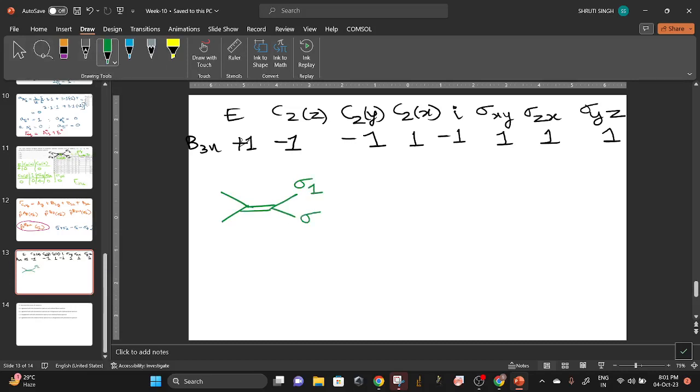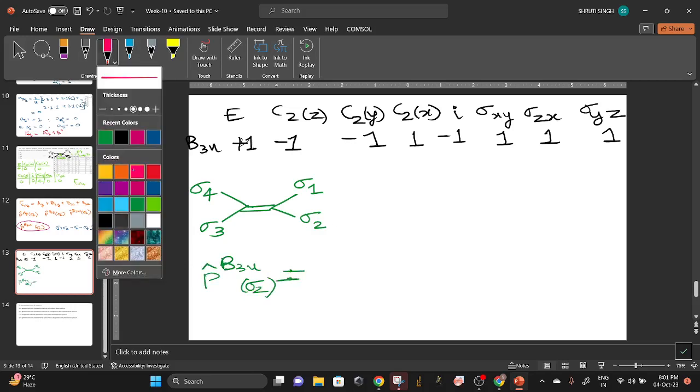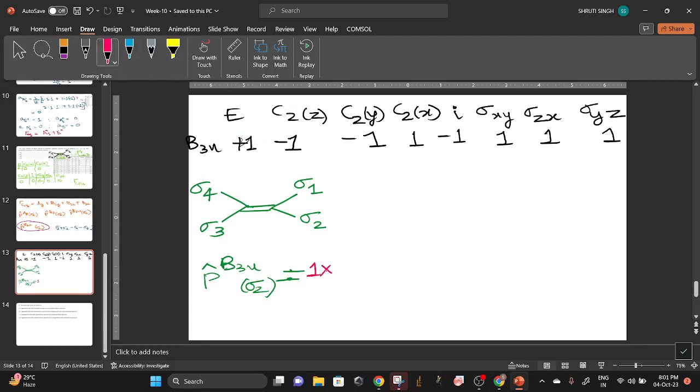Now we need to find what will happen to sigma 2 when we apply the projection operator. So we need to find B3u applied on sigma 2. The first operation is identity. If we apply identity, it will remain sigma 2, and the character for identity is plus 1. So this is plus 1 times sigma 2. I will write here, this is for identity.